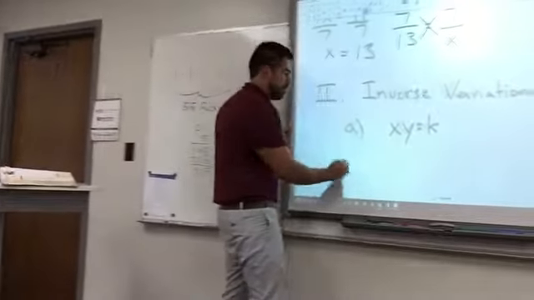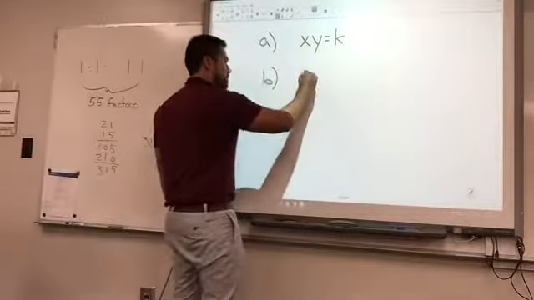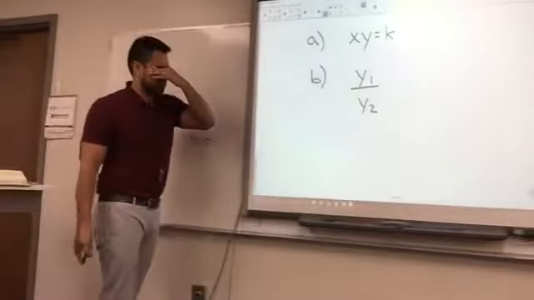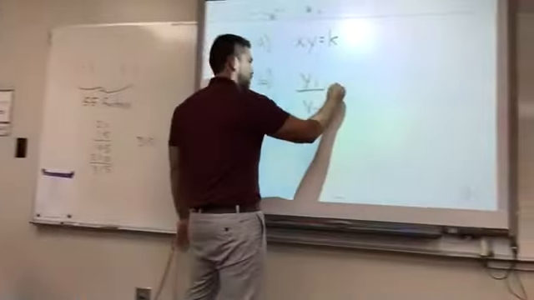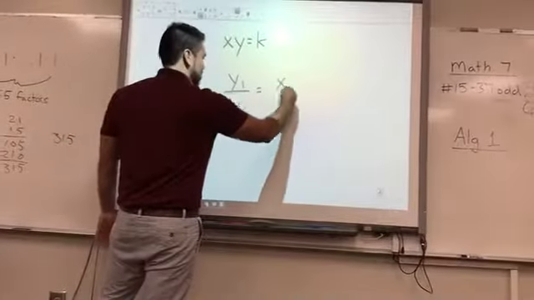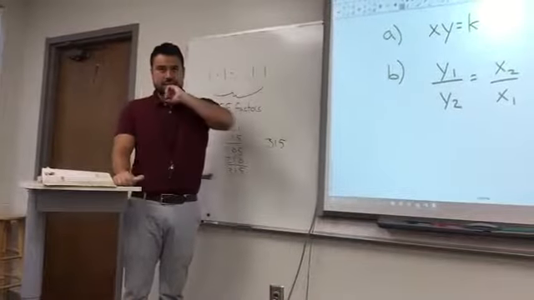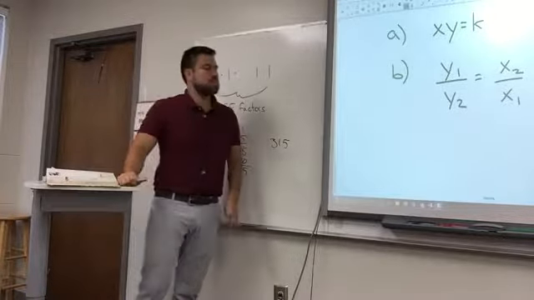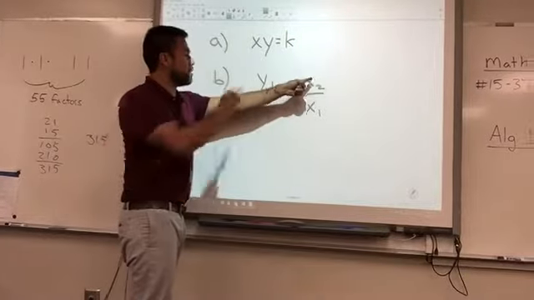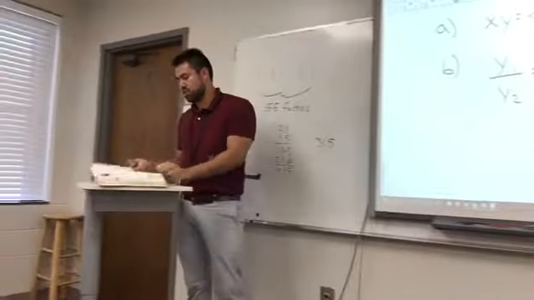But the way we're going to work it out is just using the proportion, but a little bit different this time. Okay, ready? Y sub 1 over y sub 2. Nothing's changed so far. That's nice. But the second ratio is different: x sub 2 over x sub 1. Because if this is going to go up, that has to go down. And vice versa, that would also have to happen, which is cool. It's a good mathematical relationship.